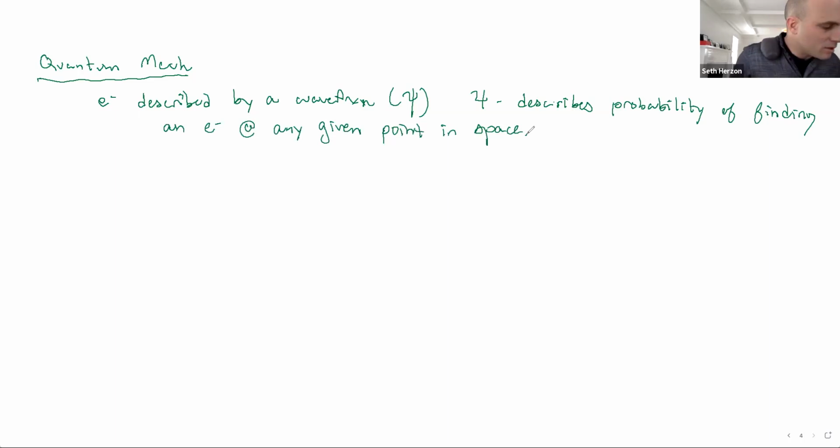And when I say point in space, you can write wave functions for space in your dorm room and finding an electron anywhere. But we're concerned with space around an atom, around a nucleus. And the wave function is described by what we call quantum numbers.